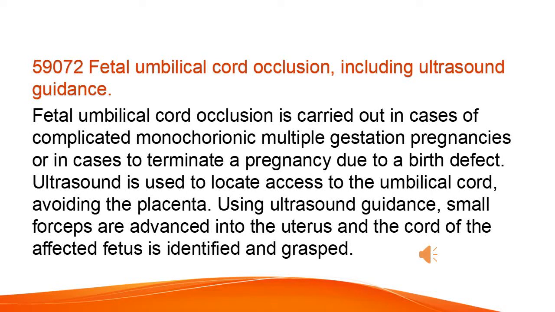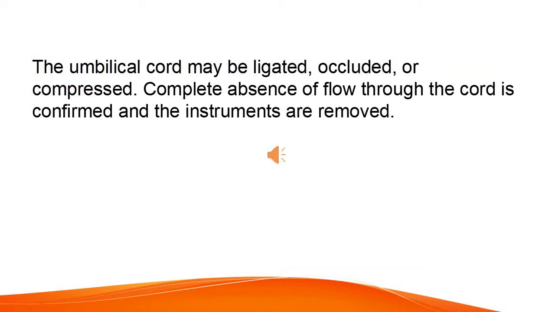Ultrasound is used to locate access to the umbilical cord, avoiding the placenta. Using ultrasound guidance, small forceps are advanced into the uterus and the cord of the affected fetus is identified and grasped. The umbilical cord may be ligated, occluded, or compressed. Complete absence of flow through the cord is confirmed and the instruments are removed.